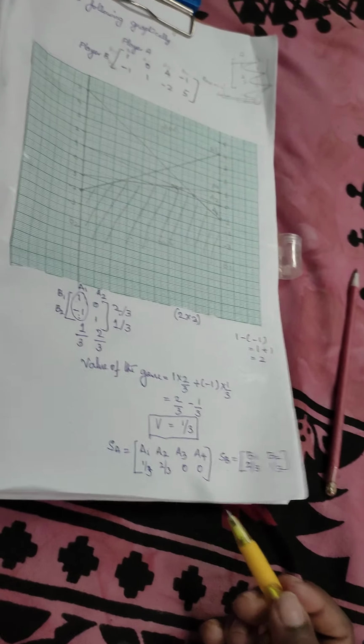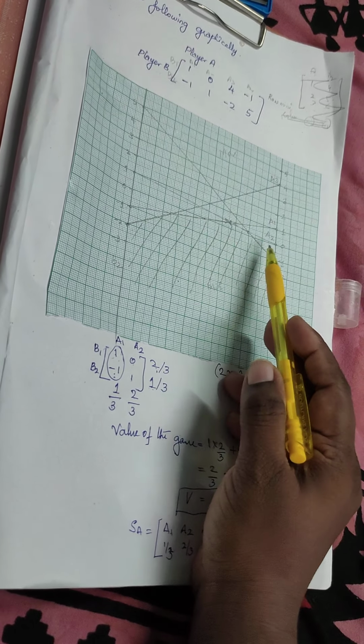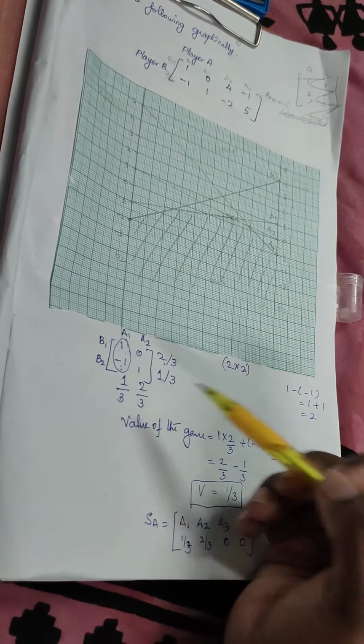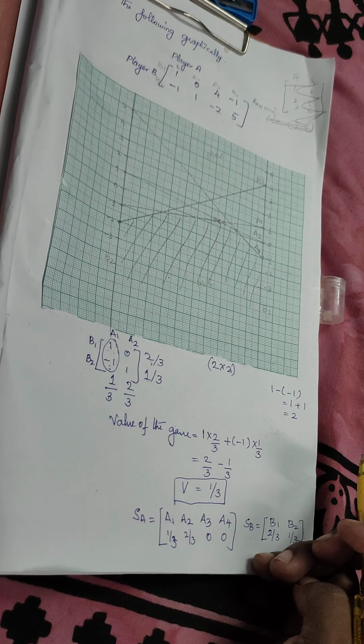So this is my problem solved. So we use graphical method to select two lines or two strategies, and then we use algebraic method and solve it. So this is my problem solved.